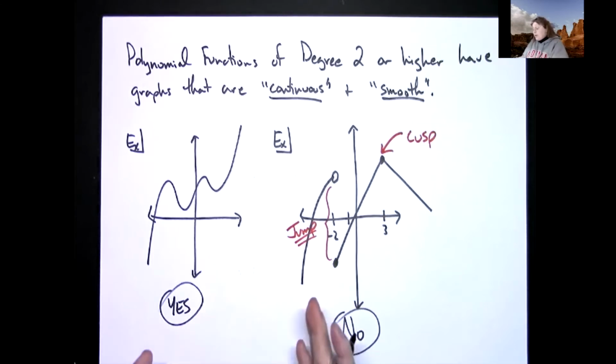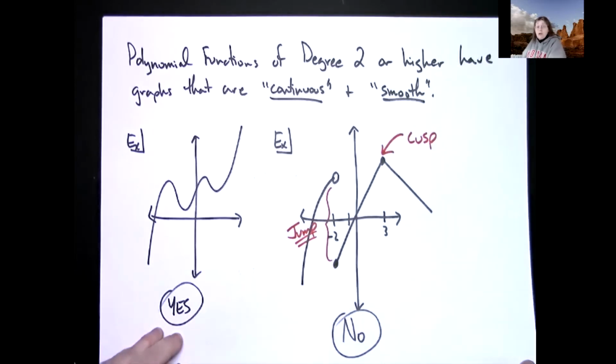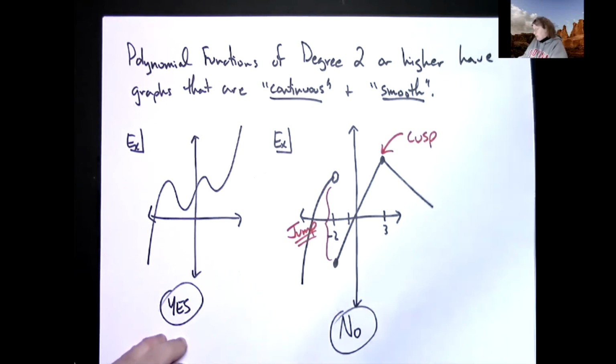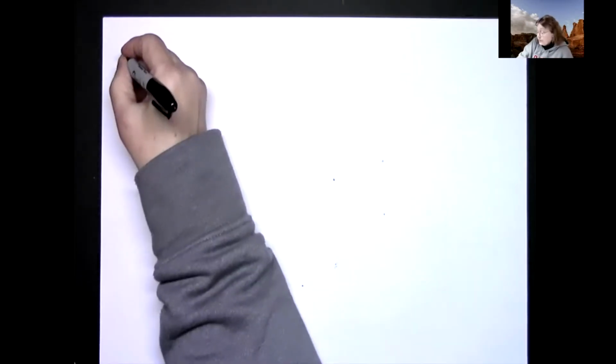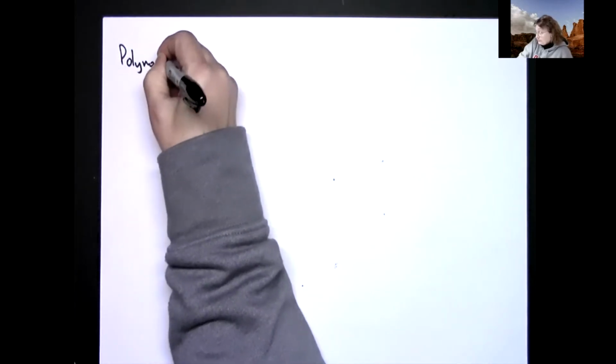So not only can I look at the graphs of our polynomial functions, but I could look at just the equations and determine whether or not it's a polynomial function. So I'll give you factored form and standard form of polynomial functions.